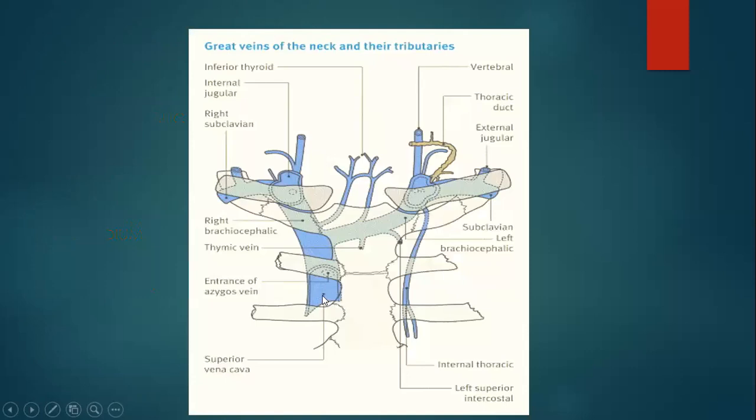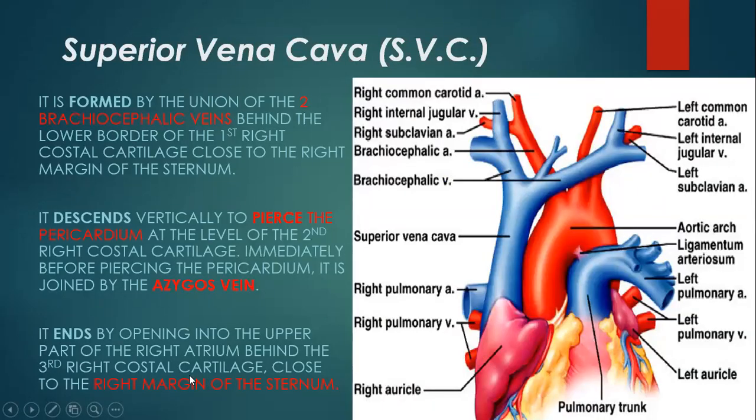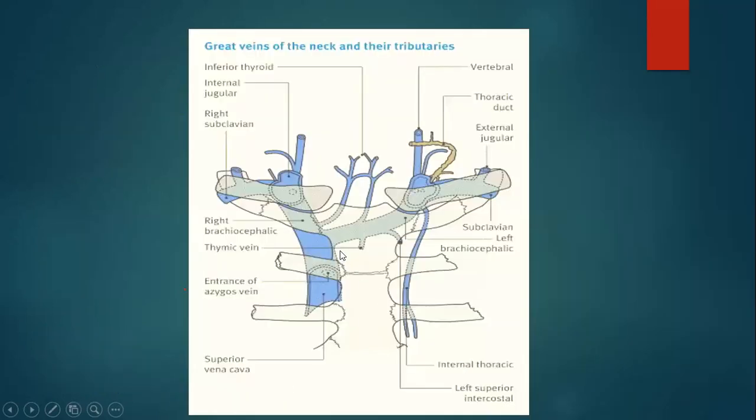If you see here, it is very short. It begins at the first right costal cartilage, pierces the pericardium at the second costal cartilage, and ends at the third right costal cartilage by opening into the right atrium of the heart. So it ends by opening into the upper part of the right atrium behind the third right costal cartilage, close to the right margin of the sternum. If you see here, this is the right margin of the sternum, and this is the left margin. So it is opening into the heart, that is the right atrium, at the third right costal cartilage, just beside the sternum.